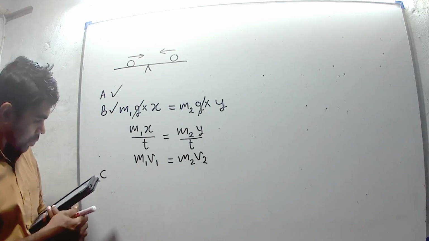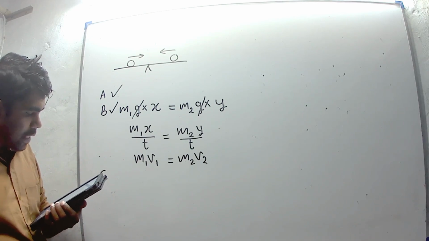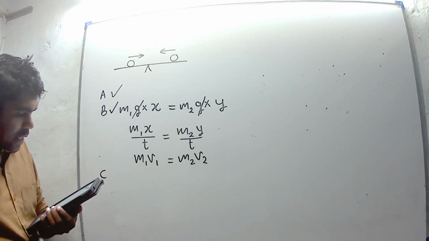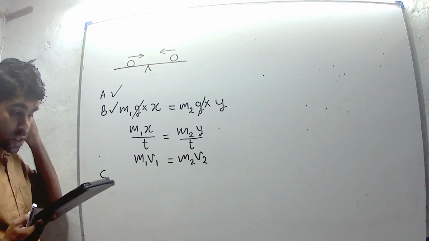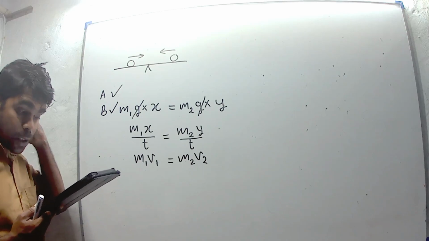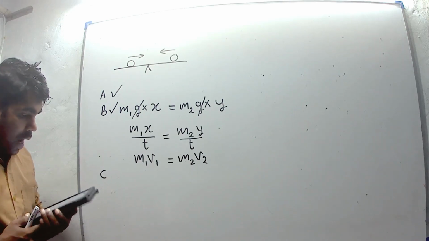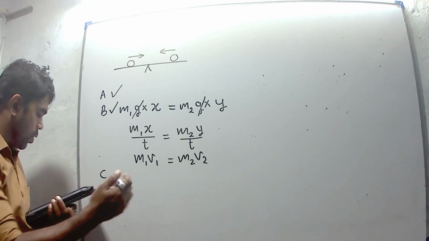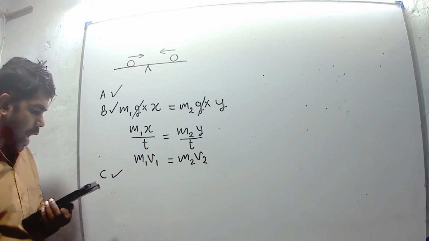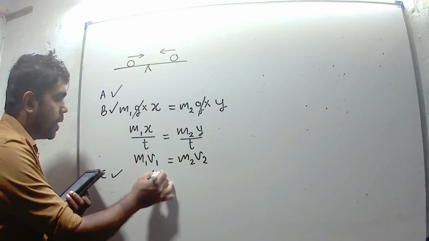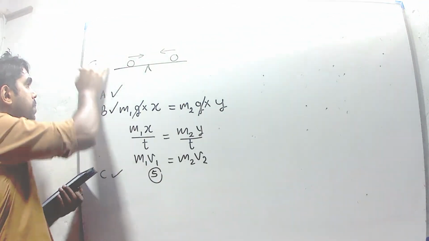Then C. They should move so that the momentum produced by one child about O is always equal and opposite to the momentum produced by the other child about O. It's also correct. All A, B, C are true. Then the answer is 5 for question number 41.